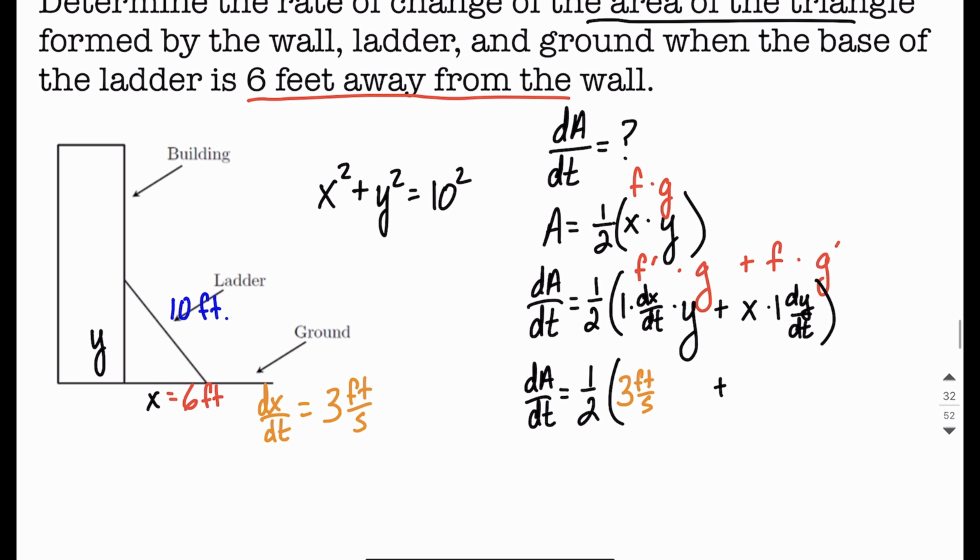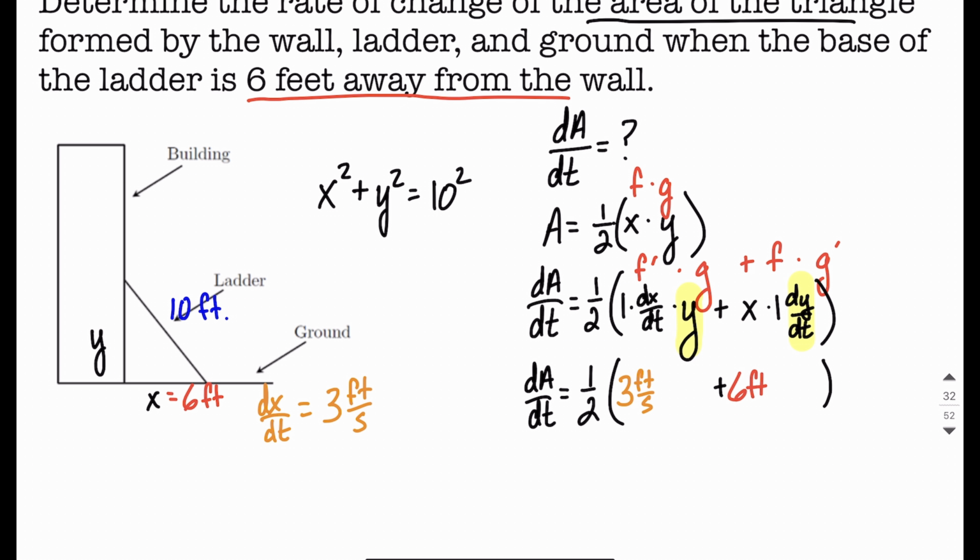Let's move on. We know x is 6 feet, right, from over on the left-hand side. I'm dropping the 1 again because we have other stuff multiplied by it, and we don't know what dy/dt is yet. So we have to find those two pieces of information. We don't know our y value, and we don't know our dy/dt. That's where that Pythagorean theorem is going to come in handy.